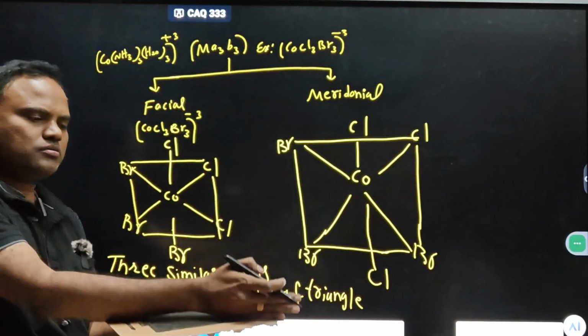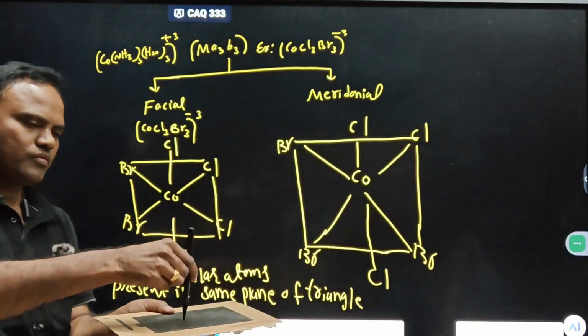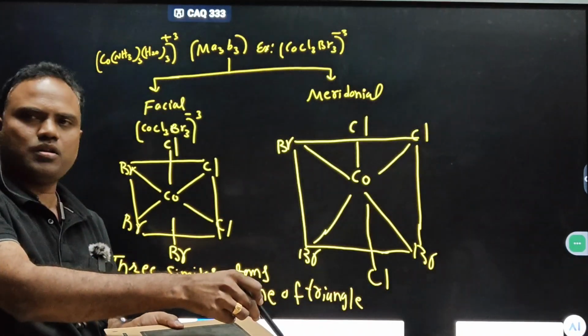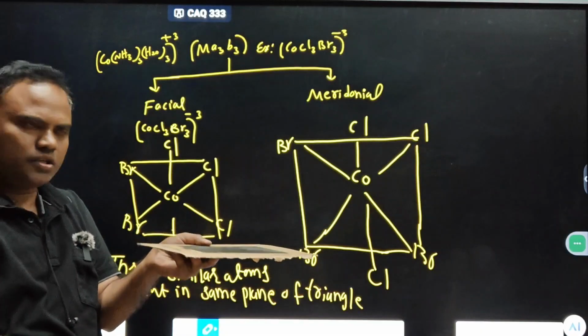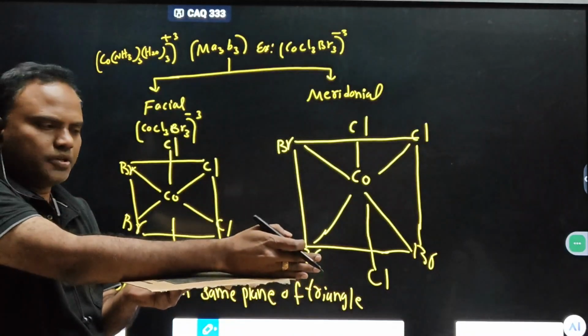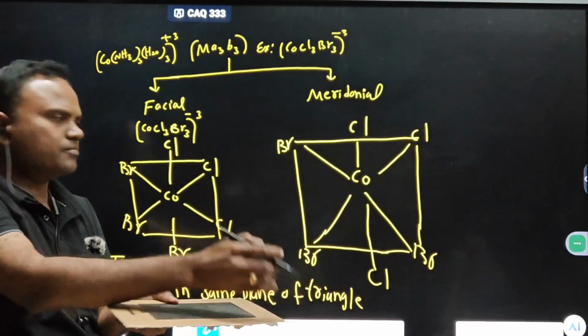The plane which passes through the diagonal. This is a chlorine atom. At this corner, one chlorine. Here also, one chlorine atom, right? So the plane which passes through the diagonal is called meridional. So on that plane, three similar atoms are present.